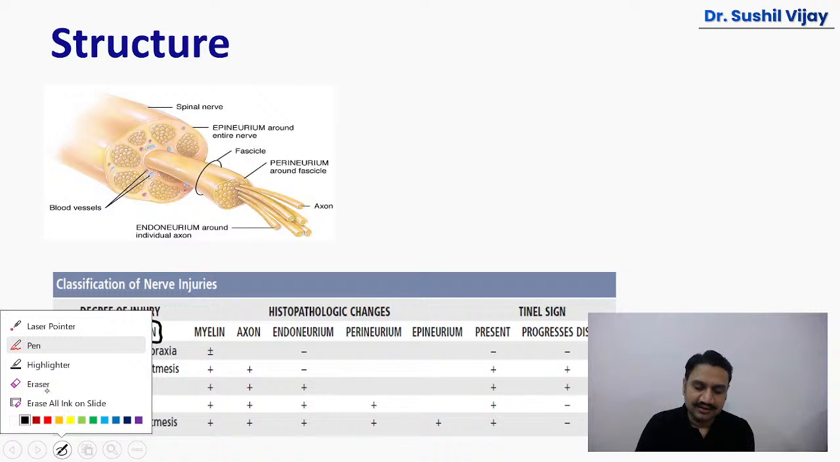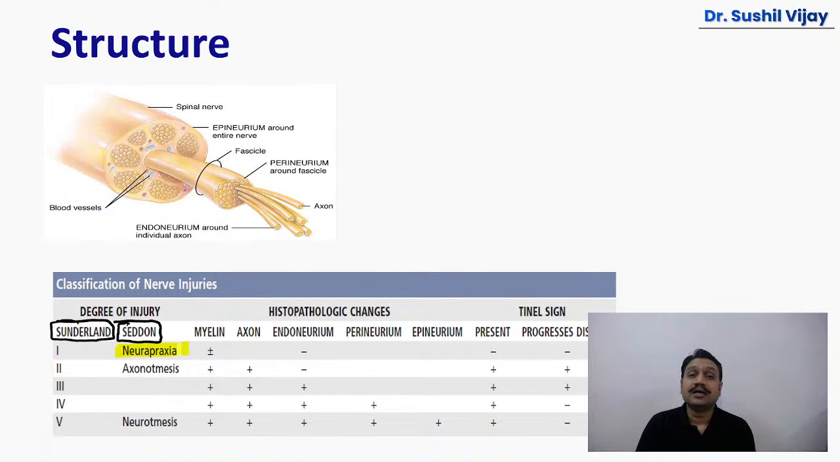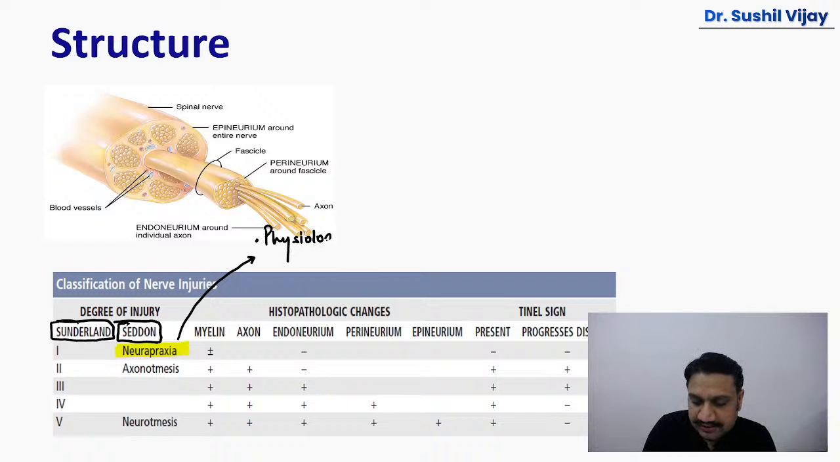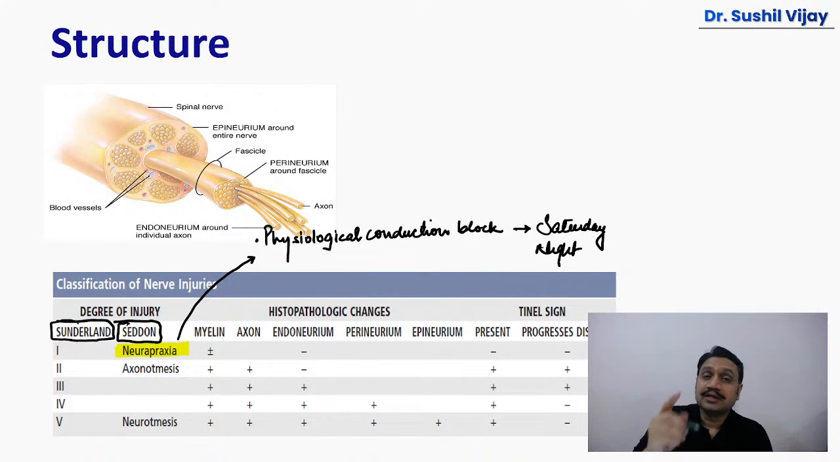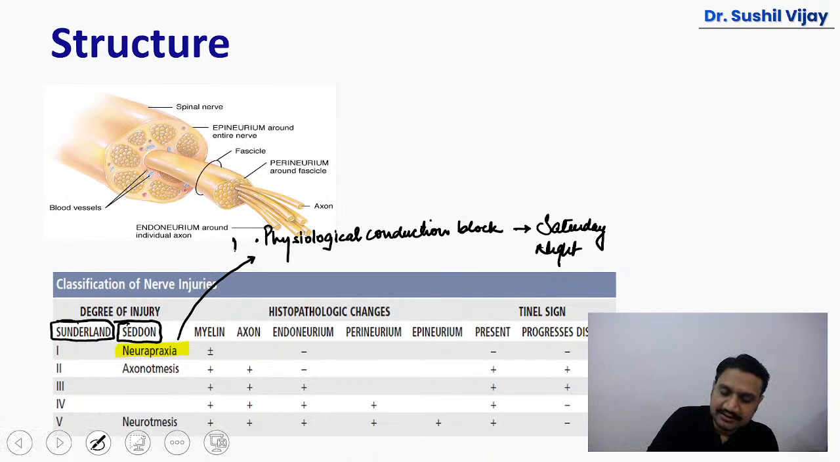How did Seddon divide this nerve injury? Neuropraxia. Neuropraxia is just a physiological conduction block. What does that mean? Any example we know for that? The most common example is the Saturday night palsy. So if somebody asks you in Saturday night palsy whether he will recover or not recover, we know 100% is going to recover. The question, very, very important, is this neuropraxia.